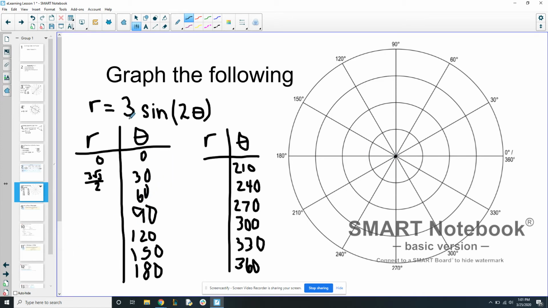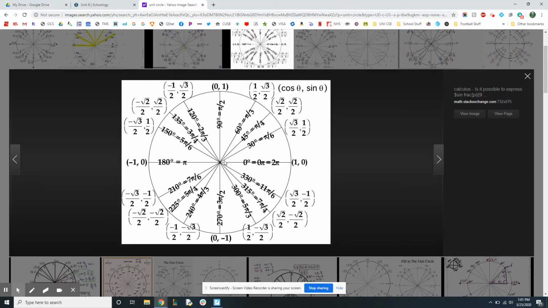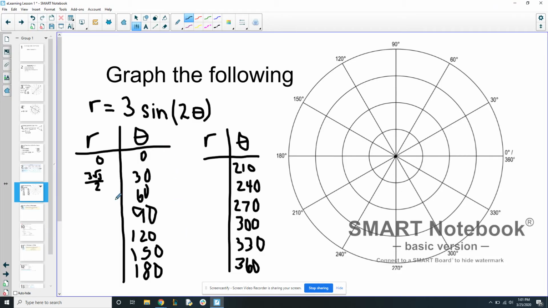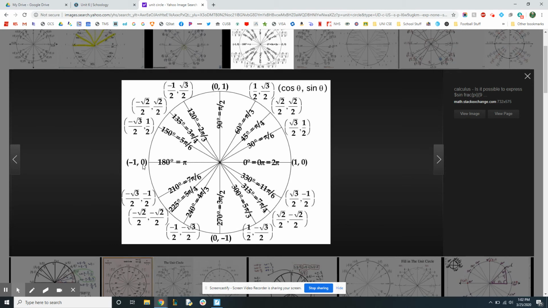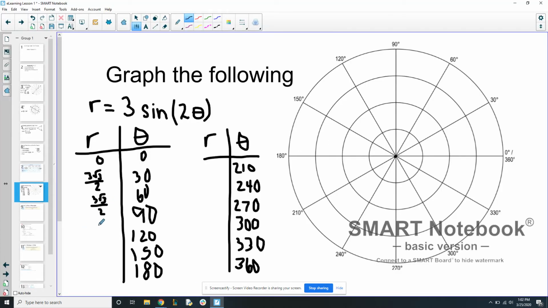60 degrees, 2 times 60 is 120. So go back to our unit circle. Sine of 120 is again square root 3 over 2. So again, we're talking about the same value. Times 3 is 3 square root 3 over 2. 90 degrees. 2 times 90 is 180. So I look at 180. 180 sine is 0. So 0 times 3 is 0. Okay. So 1.5 times 1.5, it's almost 3.